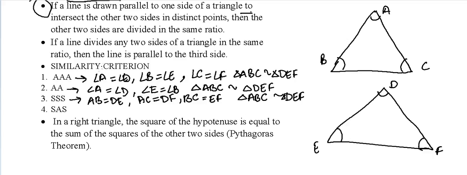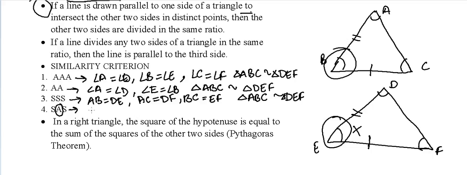Similarly we have SAS, side, angle, side. If the sides are equal and the angle enclosed between these two sides is equal, we can say it is SAS. This angle should be enclosed between the two equal sides only. If this is not equal and only these sides are equal, then it doesn't satisfy SAS, because the angle should be enclosed between the two equal sides only.